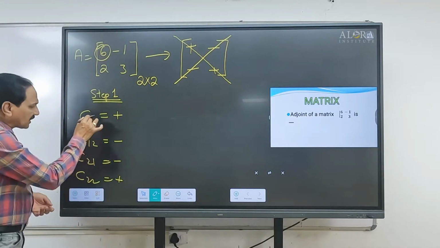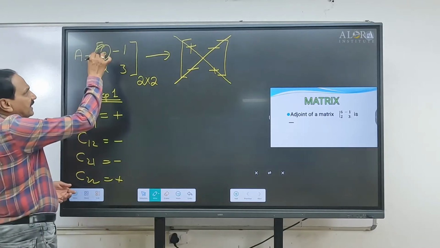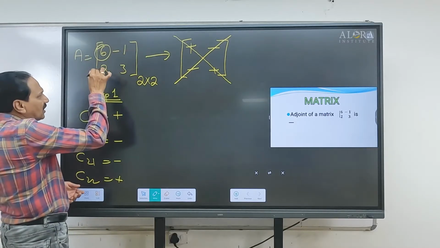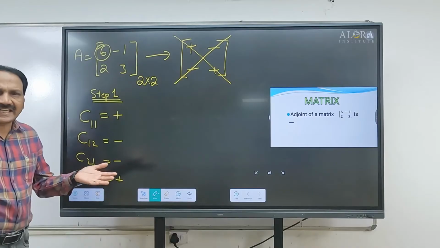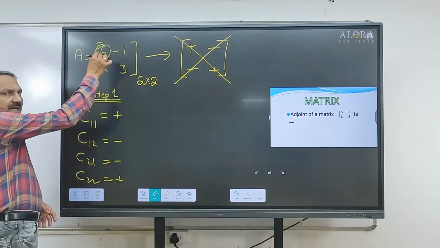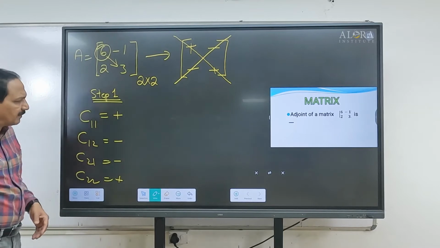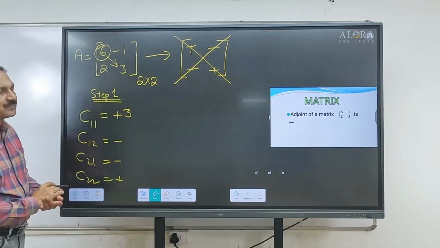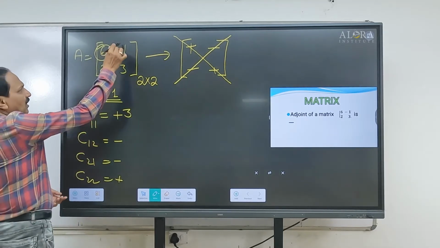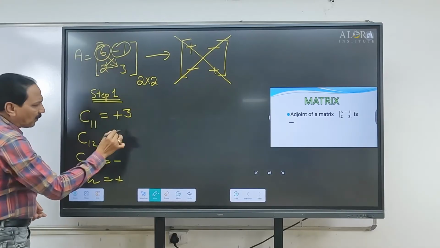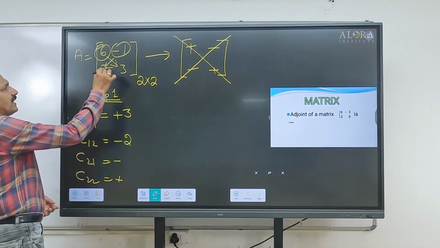You are supposed to write 4 minors: minor of 6, minor of -1, minor of 2, and minor of 3. How will you write that? Very simple. The minor of 6 is nothing but the diagonally opposite element itself, that is 3. The minor of -1, diagonally opposite, that is 2. What is the minor of 2?